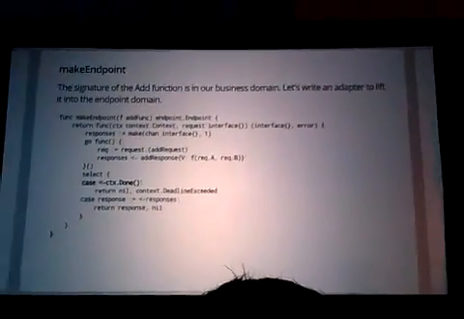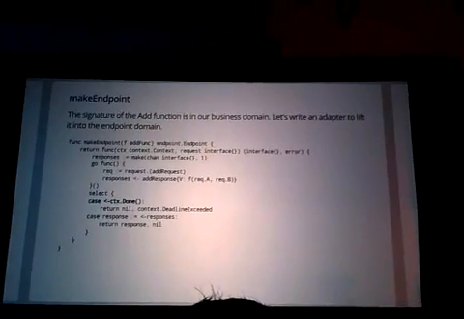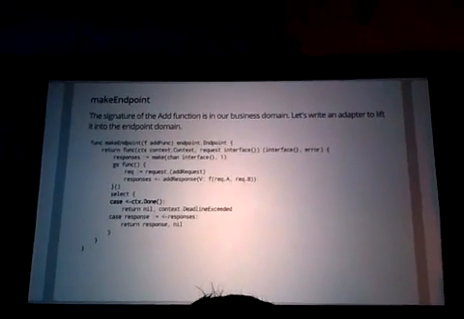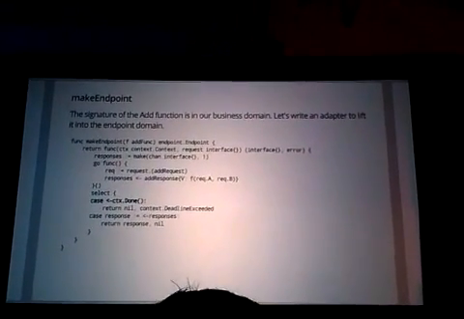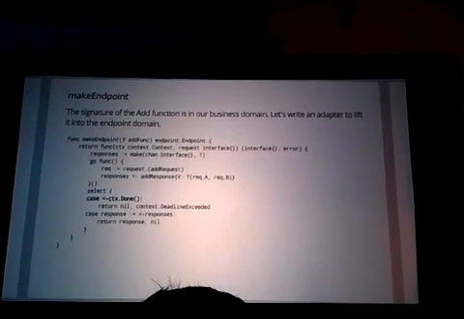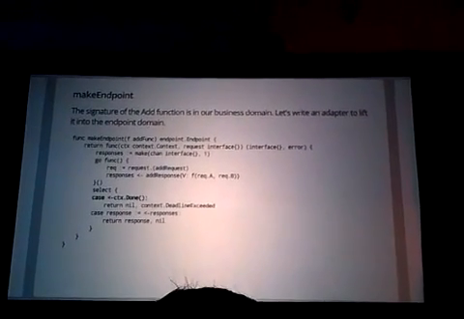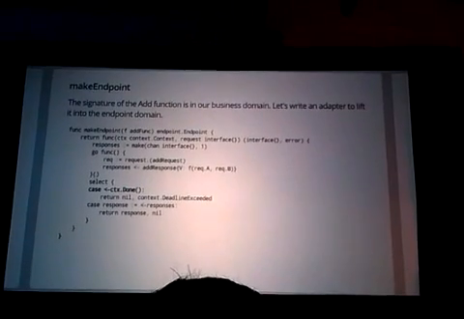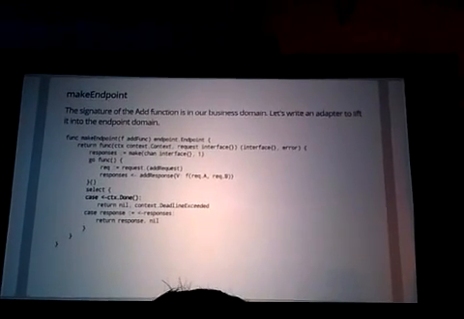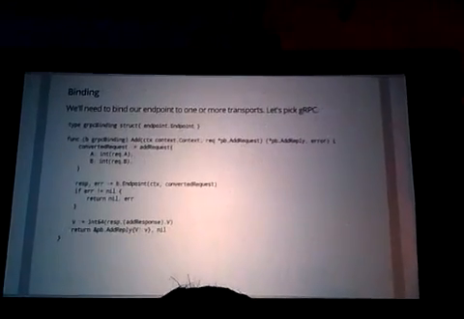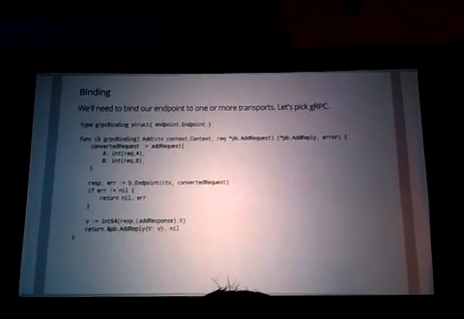And that's what this highlighted line does. It says if we're ever canceled, then abort our processing. Otherwise, carry on. And all this does is just invoke the add function using the request and response interfaces. Okay, straightforward. So we had our business domain, we lifted it into the endpoint domain. And now we need to lift the endpoint into our transport domain.